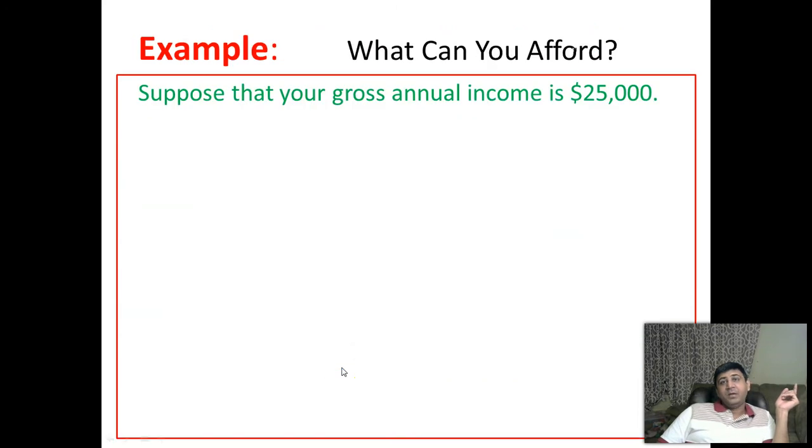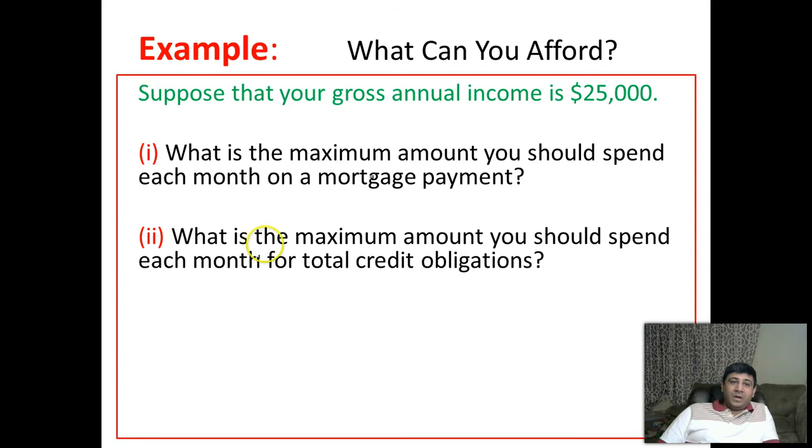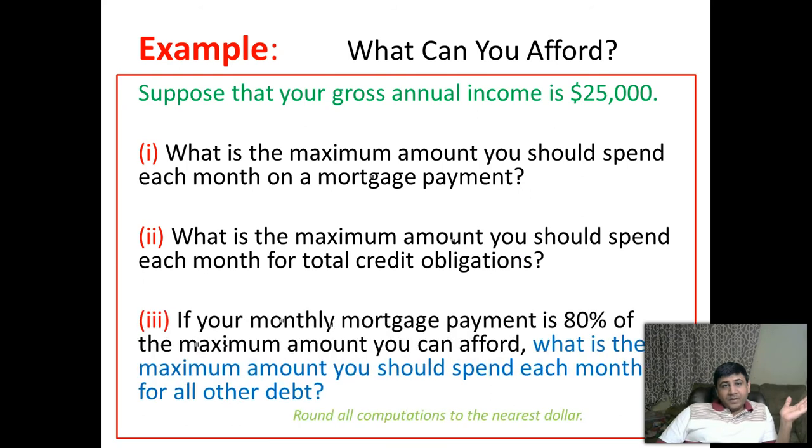Let's look at one example, a scenario. Suppose your total annual income is $25,000. What is the maximum amount you should spend each month on the mortgage payment? The second question is, what is the maximum amount you should spend each month for the total credit obligations? If your monthly mortgage payment is 80% of the maximum amount you can afford, what is the maximum amount you should spend each month on all other kinds of debts?